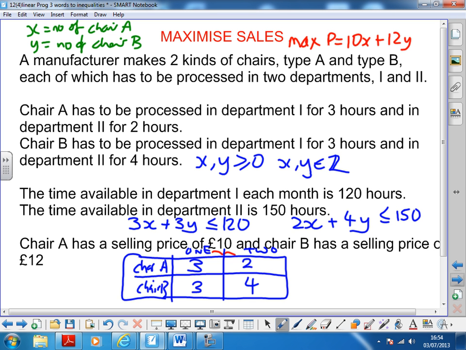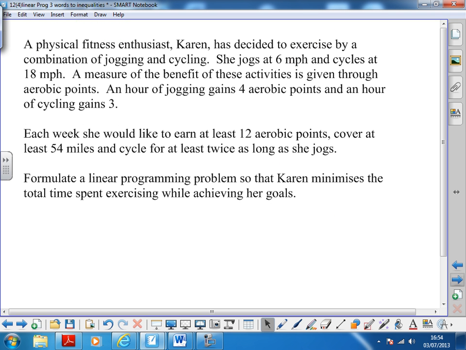The table sort of made it really clear, like in the last one. The table's a good plan. Okay, last one. Hopefully. Let's see how we go on with this one.